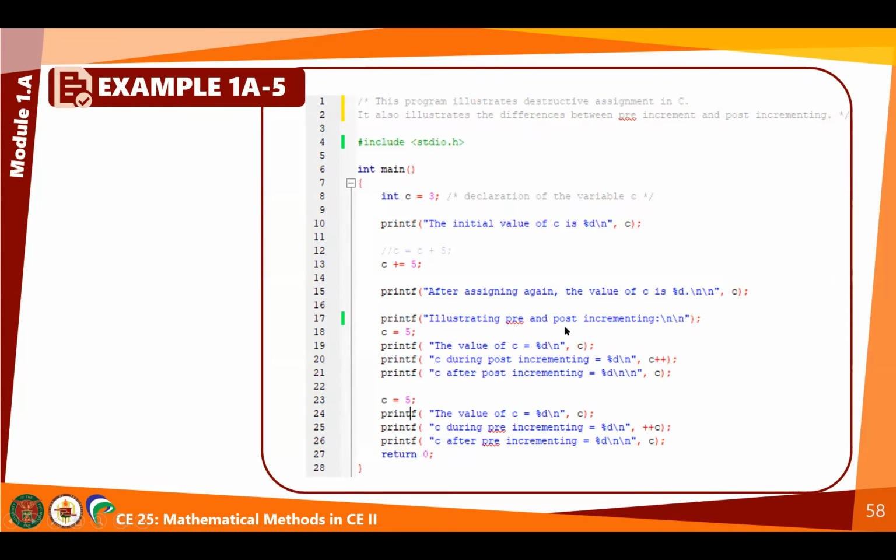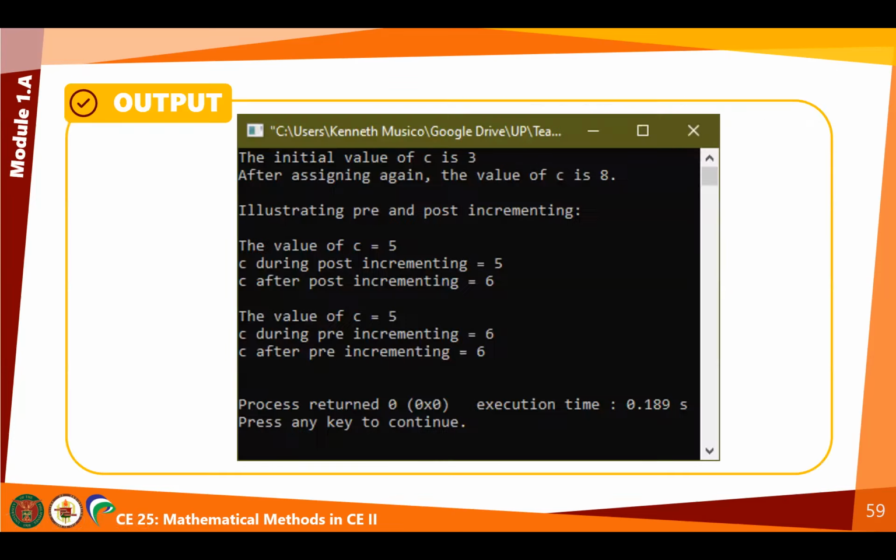Now, pre and post incrementing. Now, you assign a value of 5. So, na-destroy na yung 8. So, you assign again a value of 5. So, you expect here a value of 5 in line 19. After line 19, you expect a value of 5, which is this one. The value of C is equal to 5.